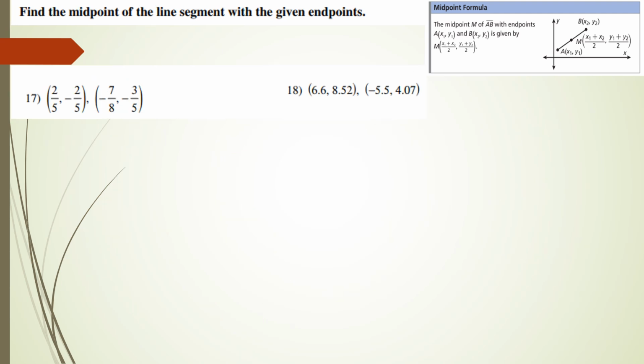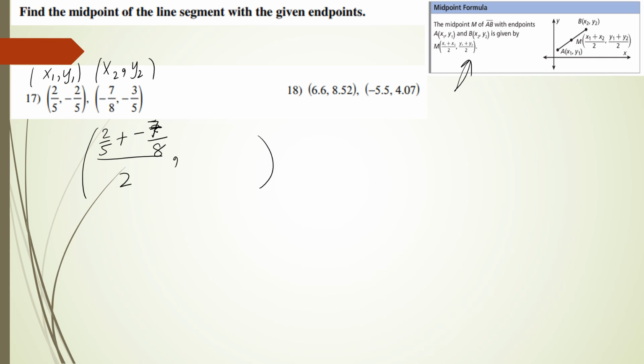Next question, again the 2 points are given to you. First write what is x1 and what is y1, and name the other points as x2 and y2. Put them in the midpoint formula. What is it? x1 plus x2. So what is x1? It is 2 by 5, plus x2 that is negative 7 by 8, over 2. What is y1?